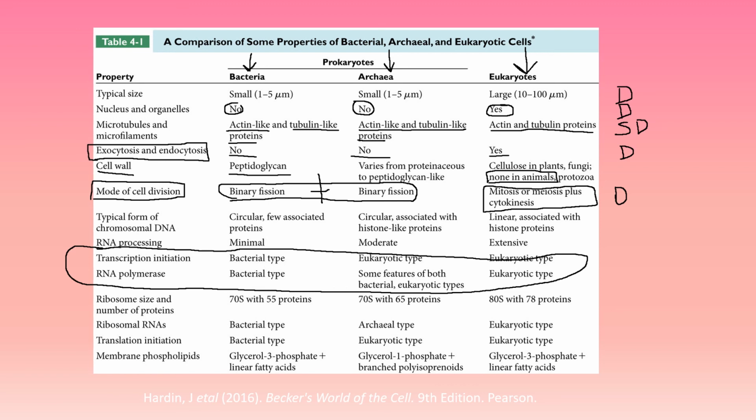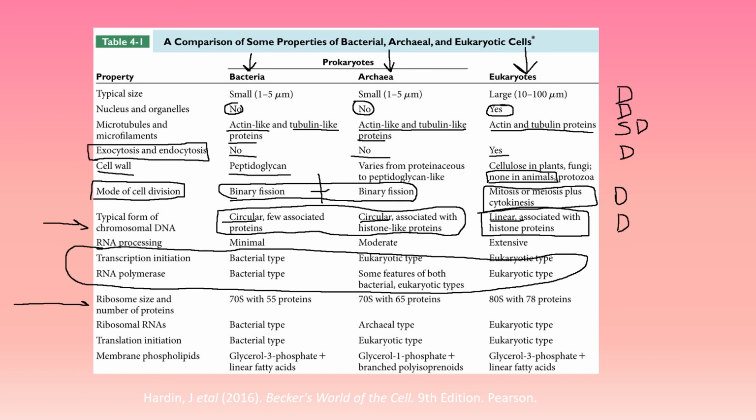The typical form of chromosomal DNA, you can see that it's circular with few associated proteins in bacteria, circular with histone-like proteins in archaea, and linear in eukaryotes, which we talked about, chromosomes. Circular, circular, and linear. That's a difference we've got there. Let's not really talk about RNAs, etc. We've got the ribosomes, which we talked about. It's a similarity and a difference.